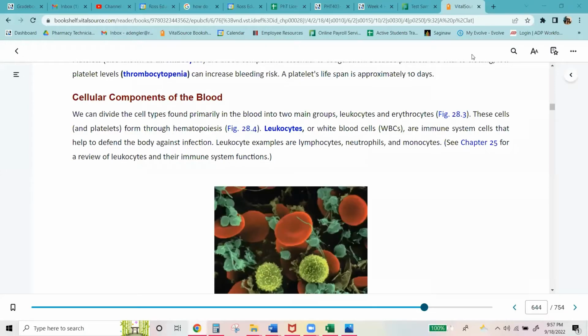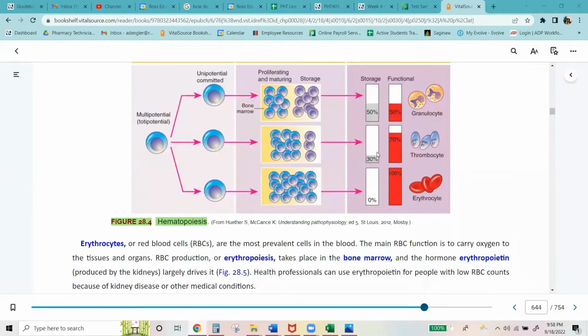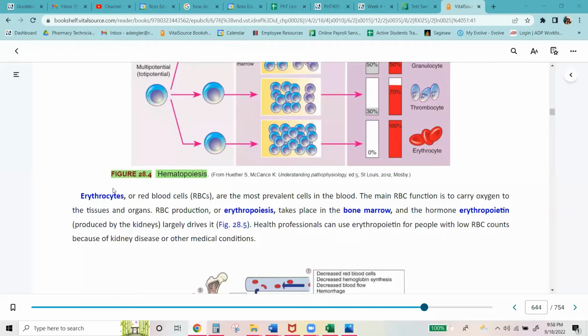We can divide the cell types into two main groups: leukocytes and erythrocytes. Leukocytes are white blood cells, immune system cells that help to defend the body against infection. Some examples of leukocytes are lymphocytes, neutrophils, and monocytes. Erythrocytes, or red blood cells, are the most prevalent cells in our blood. Their function is to carry oxygen to the tissues and organs.